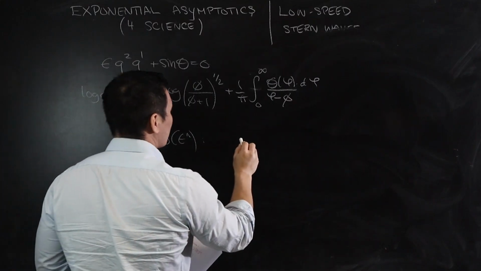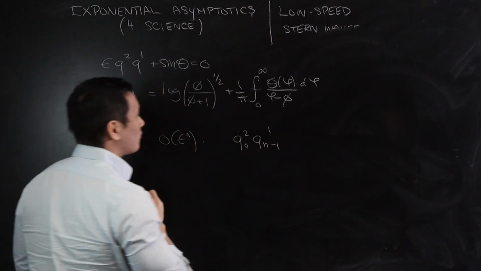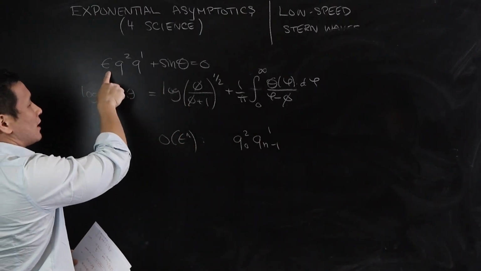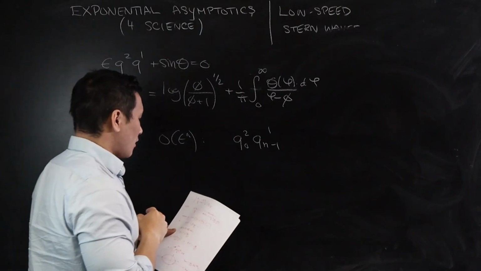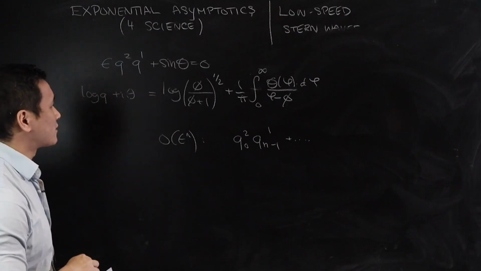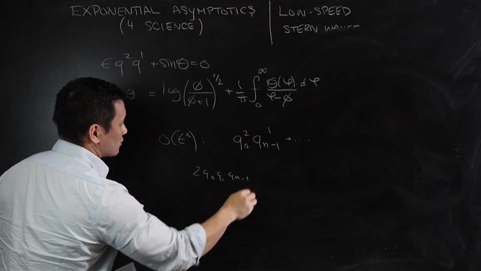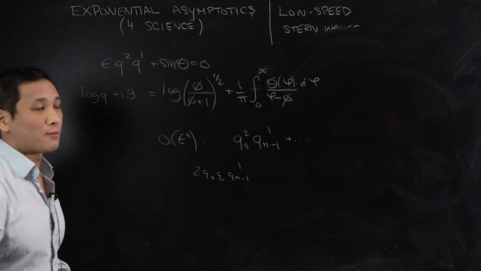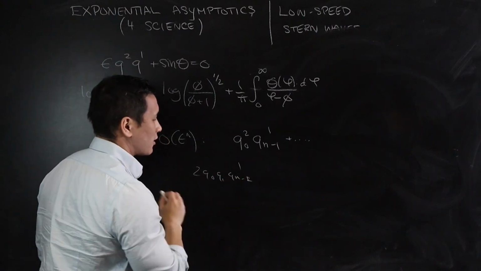So if I write down the order epsilon to the n terms from the left-hand side here, I'm going to have a term like q naught squared qn minus 1 prime, right? This is going to be the order epsilon to the n from this one here. And then I'm going to have a bunch of stuff, like 2 q naught q1 qn minus 2 prime, all the other nonlinearities of this. Sorry, this is n minus 2 prime.